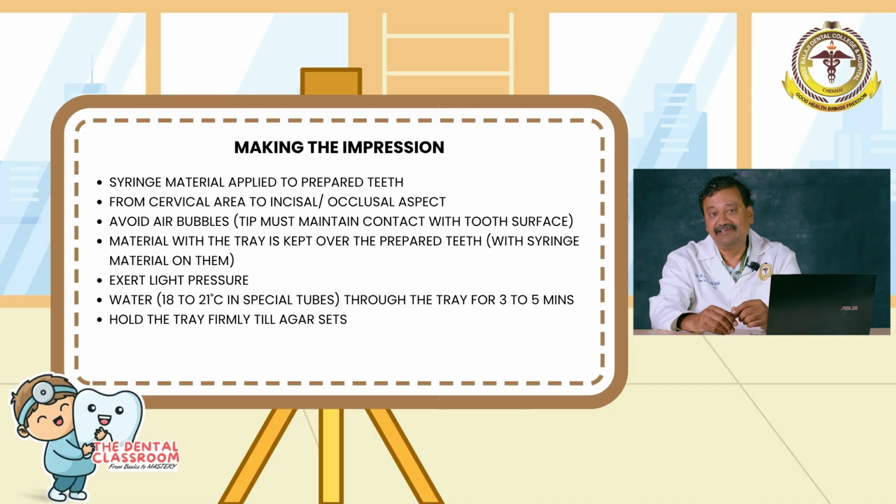Making the impression with agar. Syringe material is applied to the prepared teeth. Syringe material has got more flow, so we have to apply the syringe material from near the gingival margin or cervical area. Then we have to proceed to the incisal or occlusal aspect. While doing so, we must avoid air bubble formation.